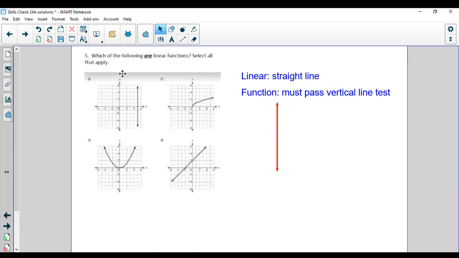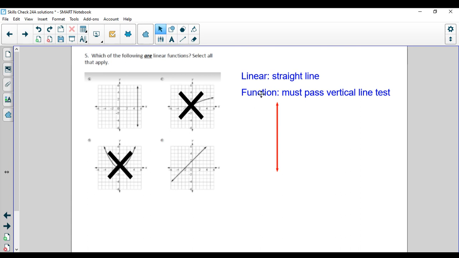All right, number 5 asks which are linear functions. So linear means it's going to be a straight line. Because of that, we can put a big old X through that one and a big old X through that one, since those two are not linear. These two are linear because they're straight lines.